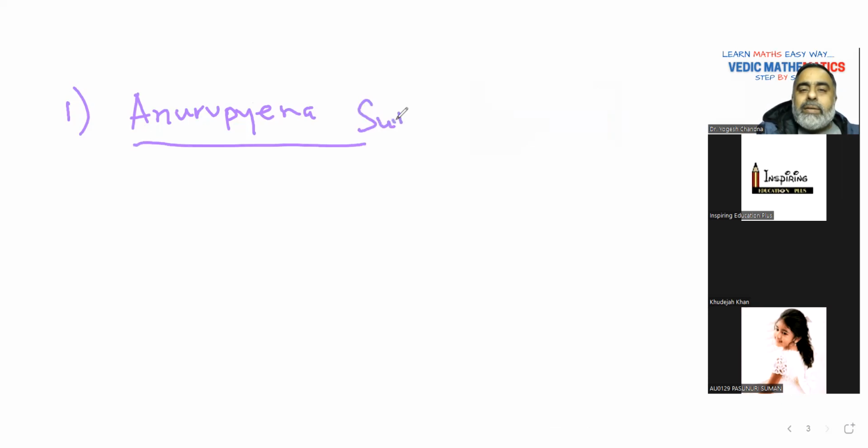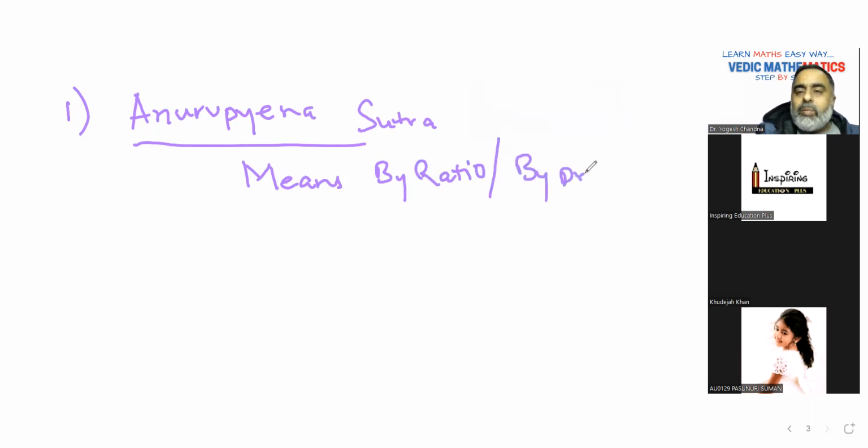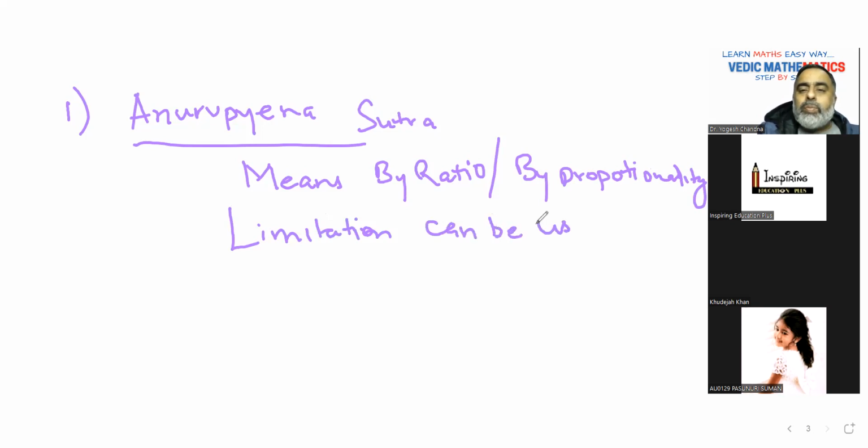Anurupena Sutra means by ratio, or you can say by proportionality. Correct. But this method has a limitation. The limitation is it can be used for 2 digits only. If you remember, we did for 3 also, but that was on the same pattern.